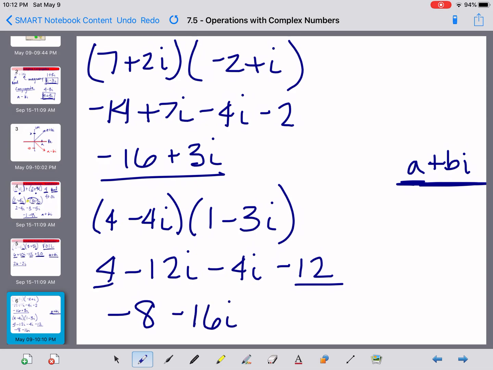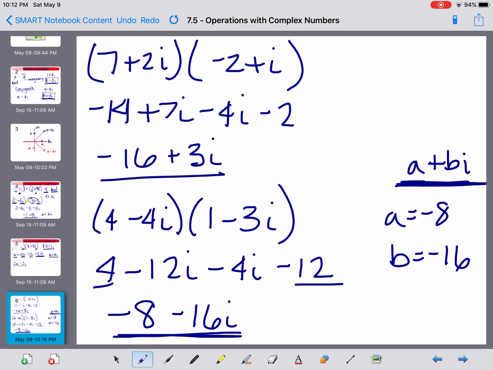So even though these are negatives, these are still in the form a plus bi, where in this case, a is negative 8 and b is just simply negative 16, but it's still in the form we're looking for. All these operations, when I'm simplifying or getting to an end result, I should be able to get to a form of a plus bi.